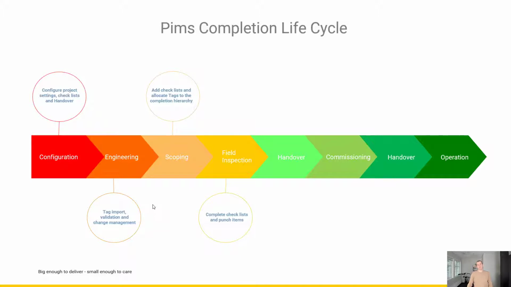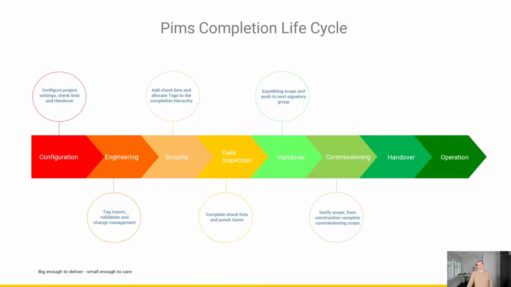Next step is the field inspection. This is where you go out with a tablet PC or paper-based checklist and complete your scope. You may also add or clear any punch items in this phase. The handover step is a formal process where the responsibility for the specific package is transferred from construction to commissioning.